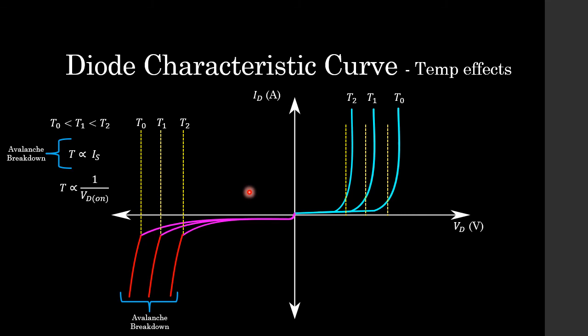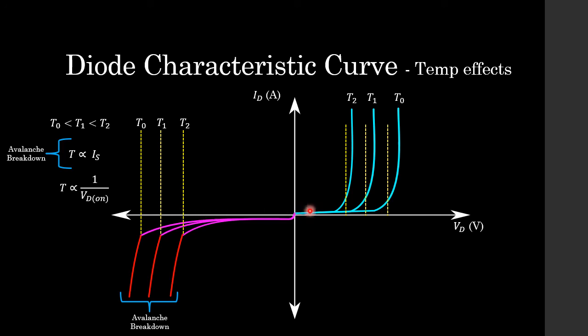Next, we look at temperature effects on our diode characteristic curve. This is specifically for avalanche breakdown, not Zener breakdown diodes. As our temperature increases, from T0 to T1 to T2, we see that our saturation current starts getting a lot higher. So at T0, we're at a low temperature, we increase the temperature, saturation current goes up, we increase the temperature, saturation current goes up. With saturation current going up, obviously our breakdown voltage is also going to go up.